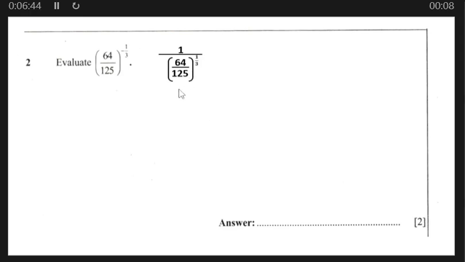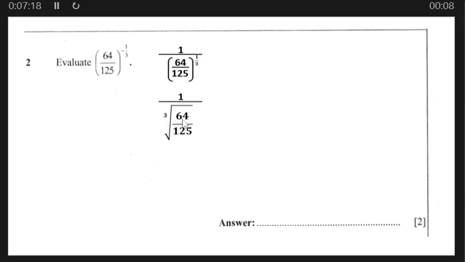Then from here, what does this 1 over 3 mean? So power 1 over 3 means the cube root of the whole expression here. It means the cube root of 64 over 125. So we'll rewrite this one by saying 1 over the cube root of 64 over 125. So this means this.